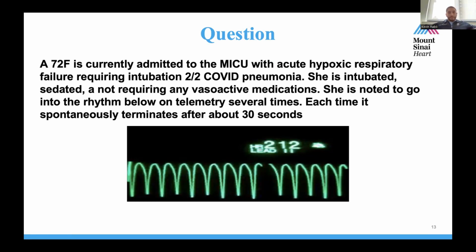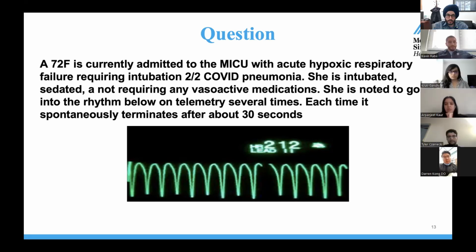So I'll open it up again. What are some of your thoughts about what this rhythm is? What is your initial workup going to be? And the nurses are going to want to know, do I need to put in any orders? What do you want me to do? So anyone have any ideas?